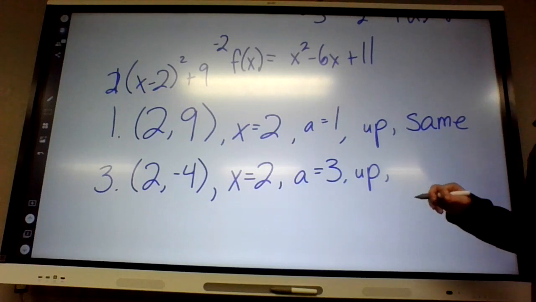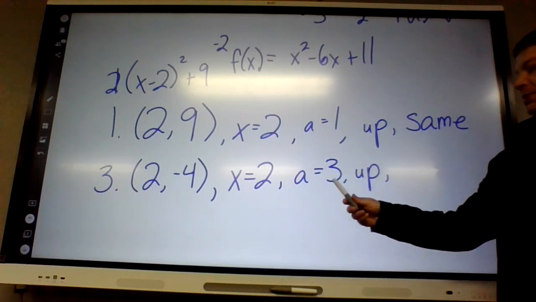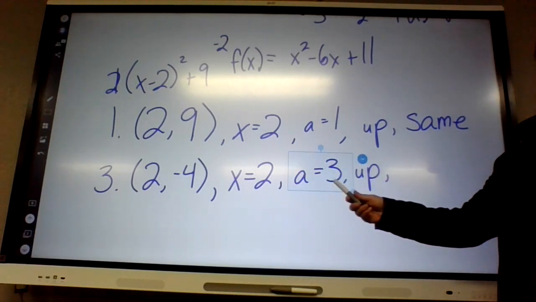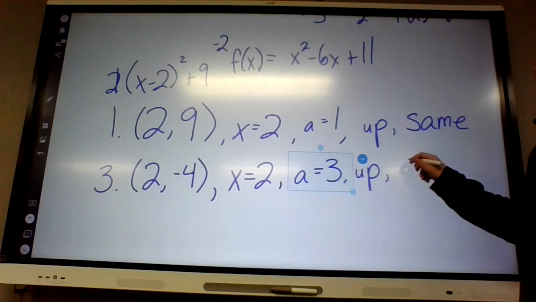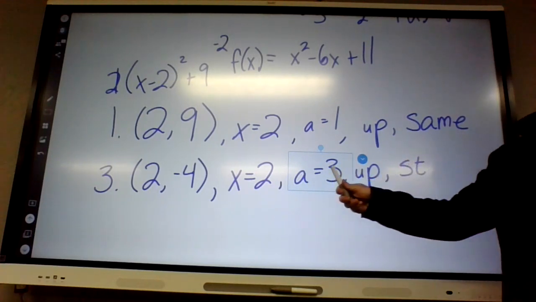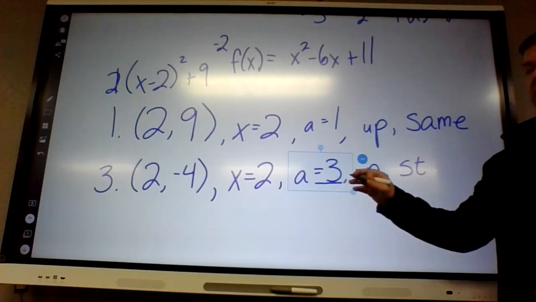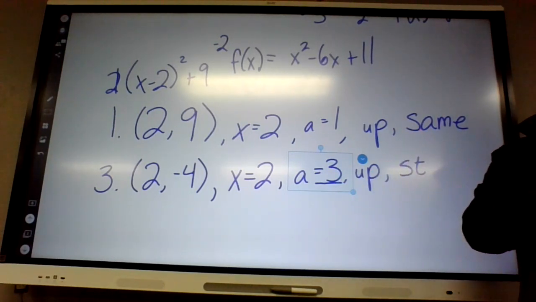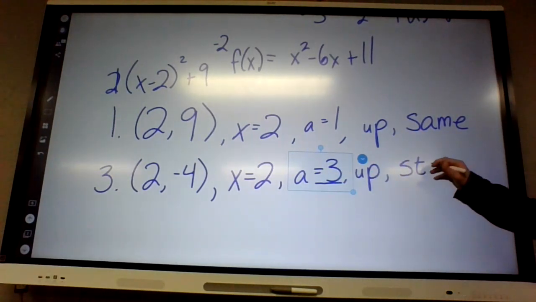Will it be steeper or flatter than normal? Steeper. It's going to go up 3 times faster than the normal. Because this value is greater than 1, it's going to go up 3 times as fast as normal. It's going to get really tall really fast.